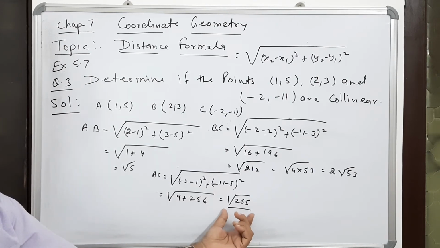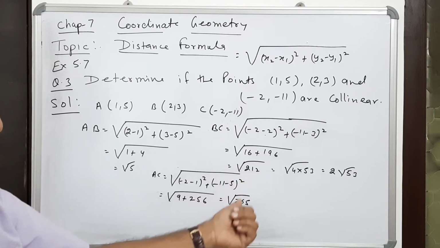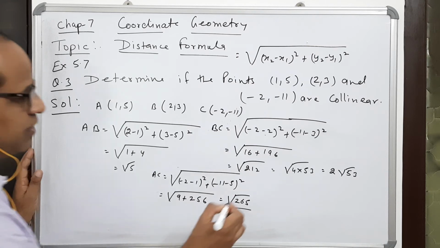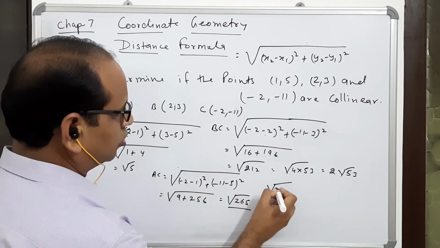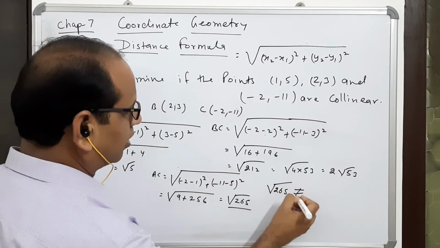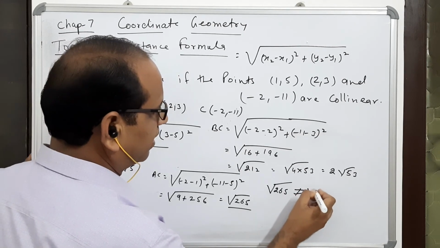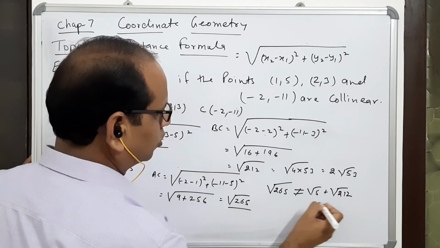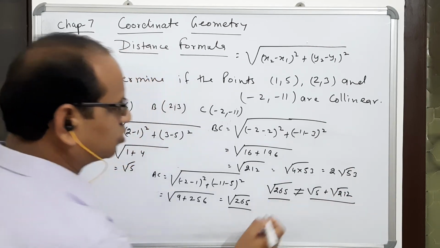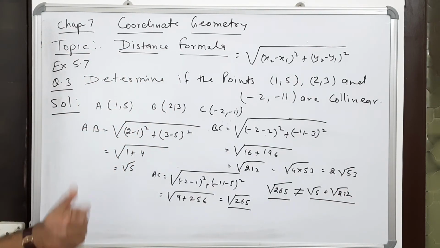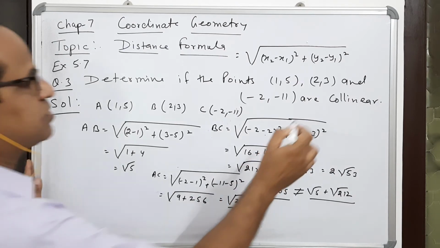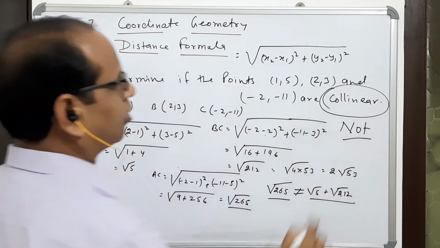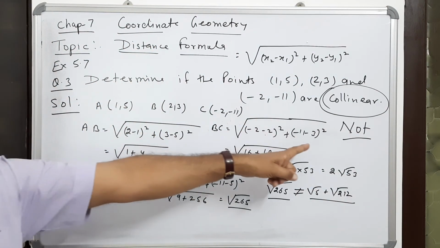Root 265 is the biggest length, because it is 212 against 265. But what do we observe? We observe that root 265 is not equal to root 5 plus root 212. The sum of these two is not equal to this. So what is our conclusion? Our conclusion is that these points are not collinear.